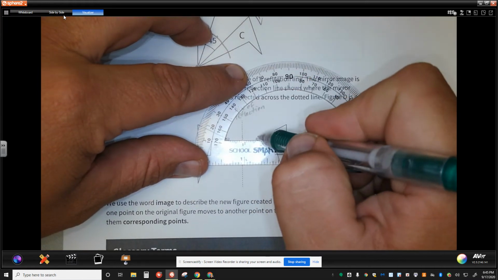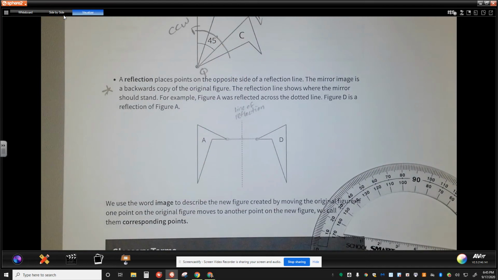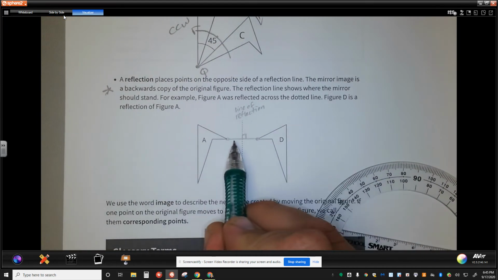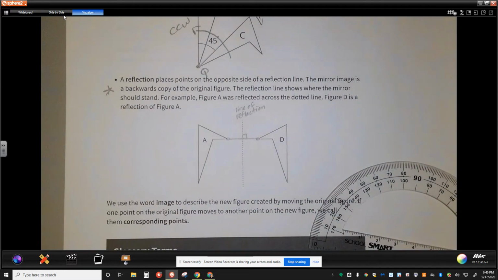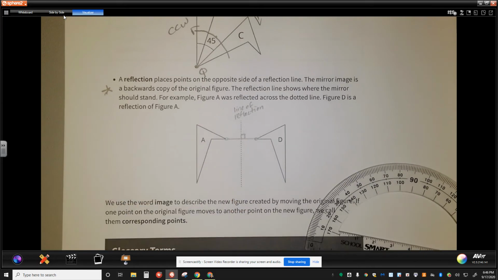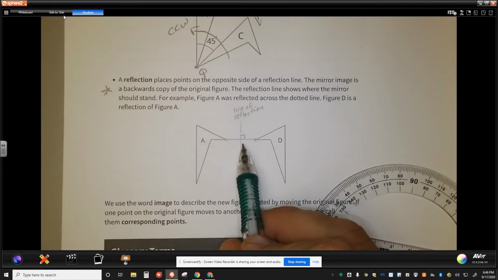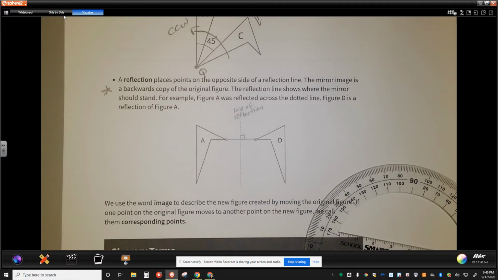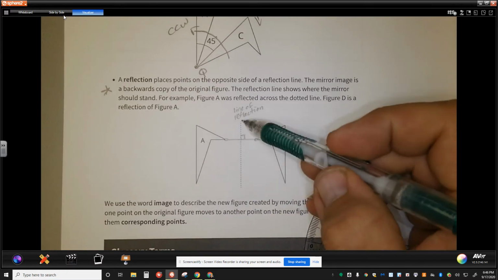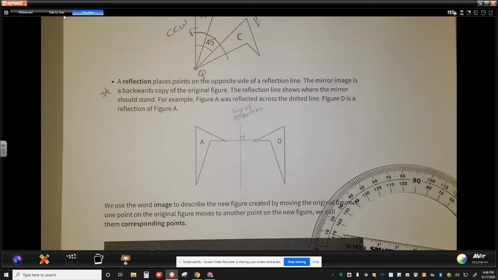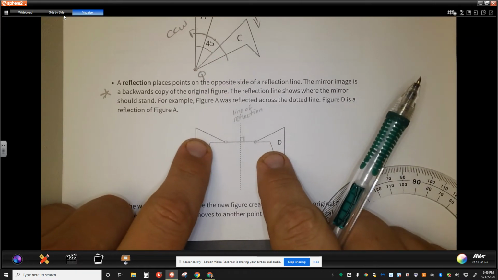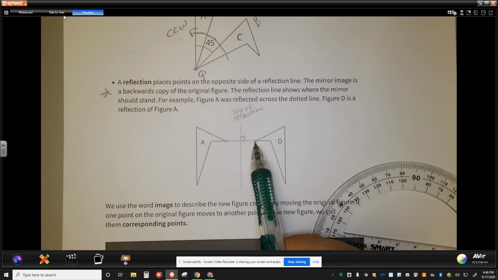I'm sorry that's kind of hard, but we should be able to see that this is perpendicular, 90 degrees, and it bisects or cuts those two in half. The reason I bring this up is because if one image was closer than the other, this would not be a mirror image. It would indicate that a reflection has taken place and a translation has also taken place. In this case, the line of reflection shows us where the mirror should stand, and these distances should be the exact same for each of the corresponding points.